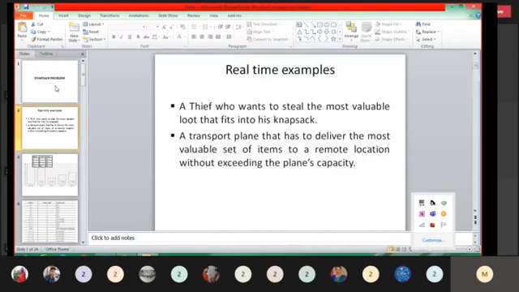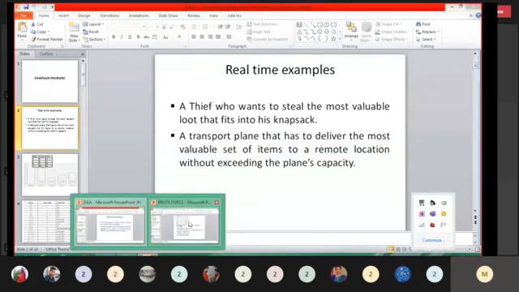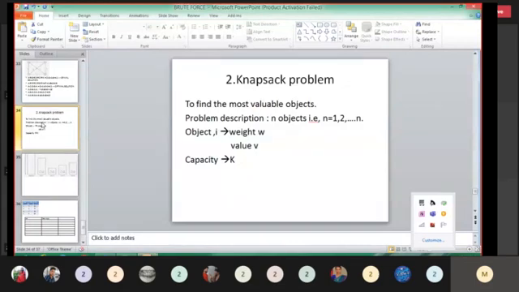Now the real-time example for the knapsack problem. The knapsack problem is about the most valuable objects. Now tell me, do we need to find the minimum value or maximum value here? Maximum value, good. In traveling salesman, we found the minimum value. Here the problem description is to find the most valuable objects, so we need the maximum value.